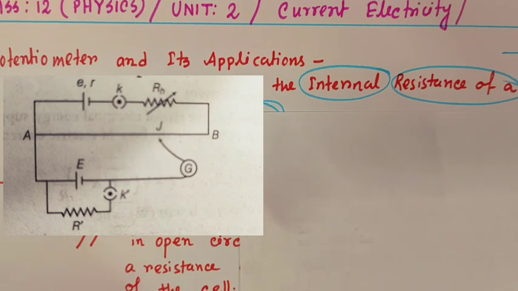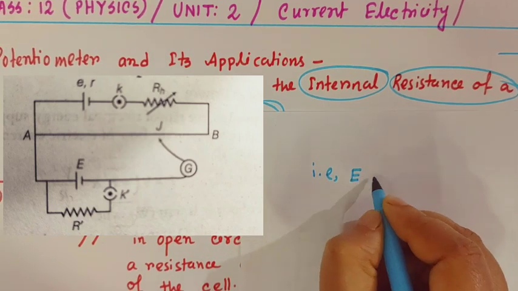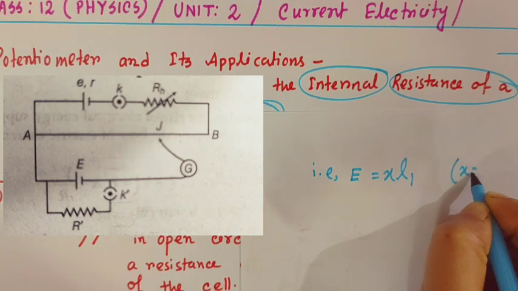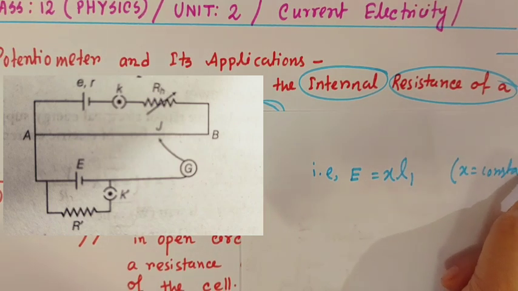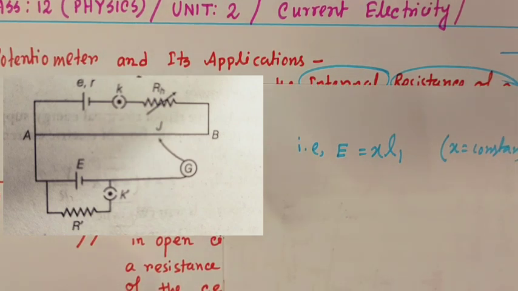length L1. That is, from this figure we can write capital E is equal to X L1, where X is a constant. Now key K prime is closed, so cell E comes into closed circuit. If the process is repeated again, then potential difference V balances on length L2.